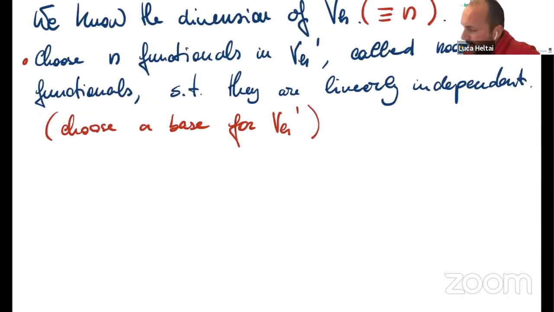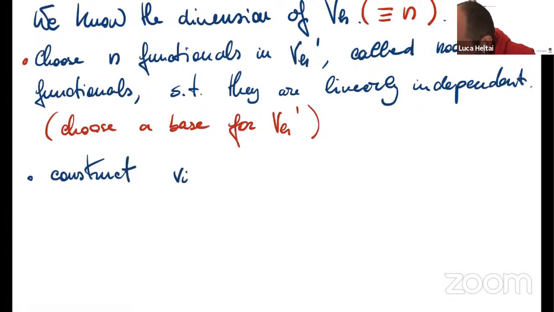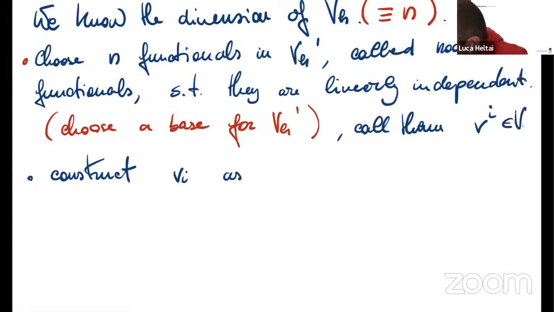So one chooses n functionals in VH prime, called nodal functionals, such that they are linearly independent, which is a base for VH prime. And then we construct V^i. Typically these basis functionals are called nodal functionals, and V^i belongs to VH prime. Okay, and the i here is on top.